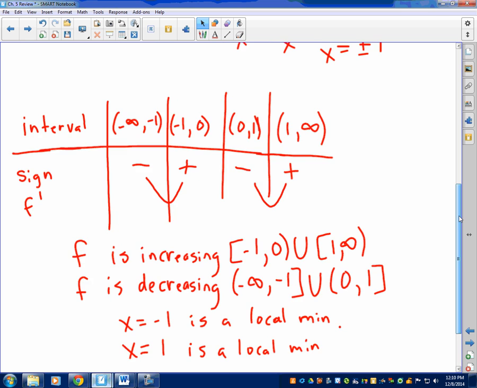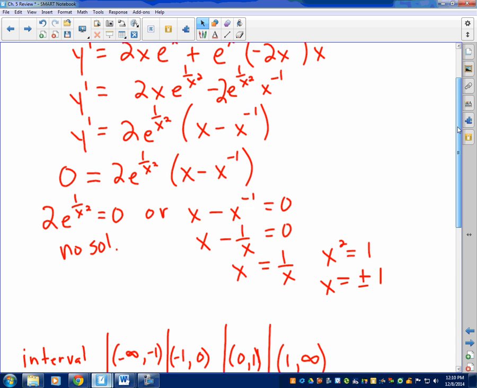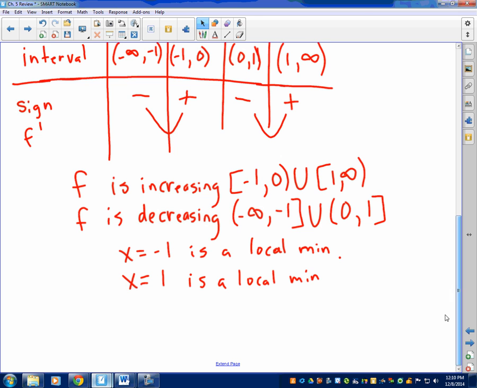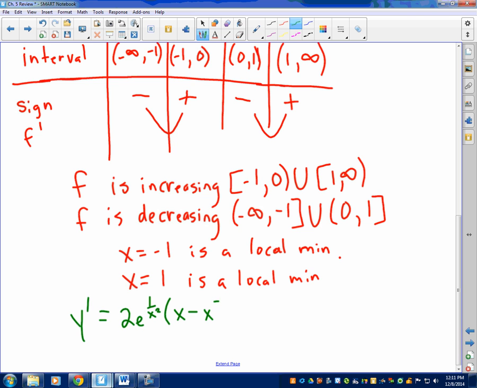All right. Now, let's go back up here and take the second derivative. So let's start with y prime equals 2e to the 1 over x squared times x minus x to the negative 1. We're just going to start with that. We'll copy it down in a different color here.